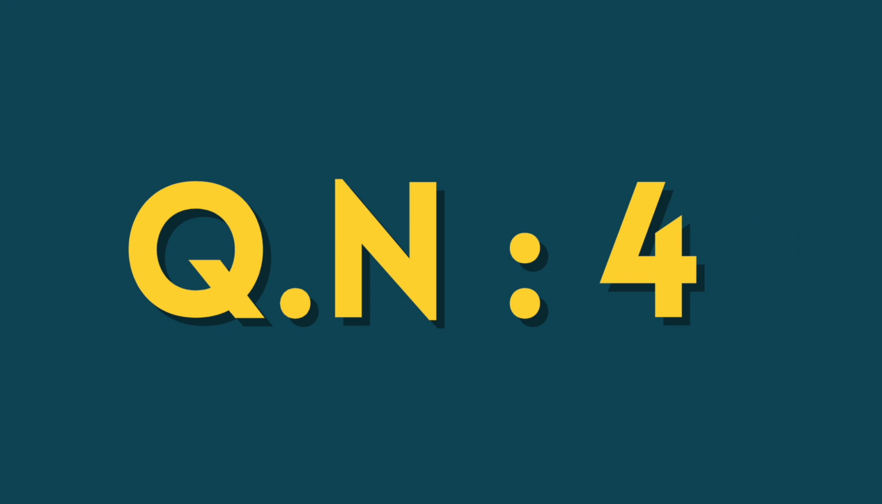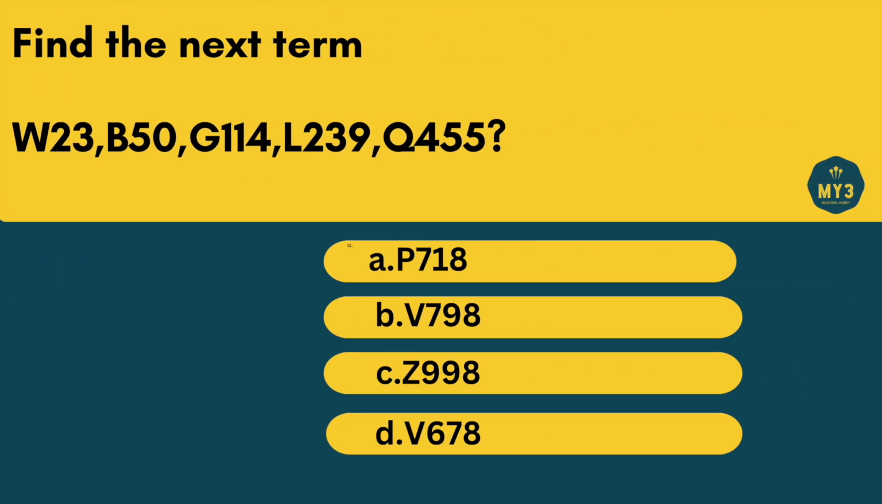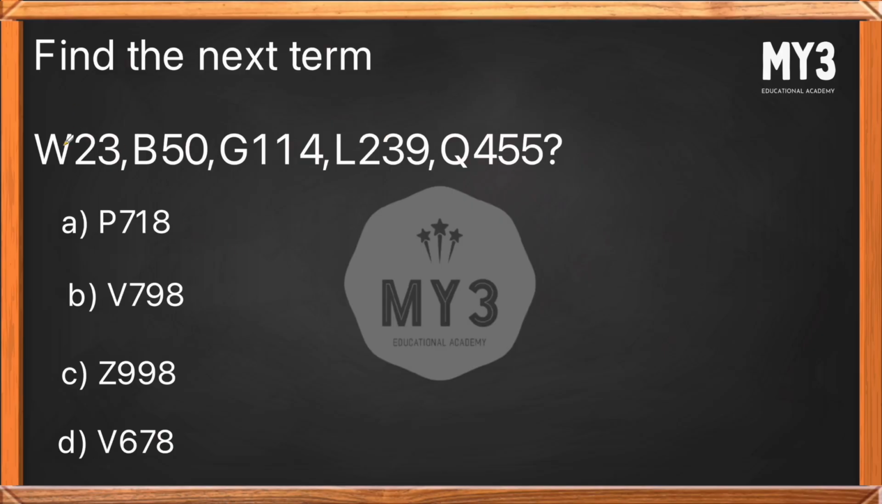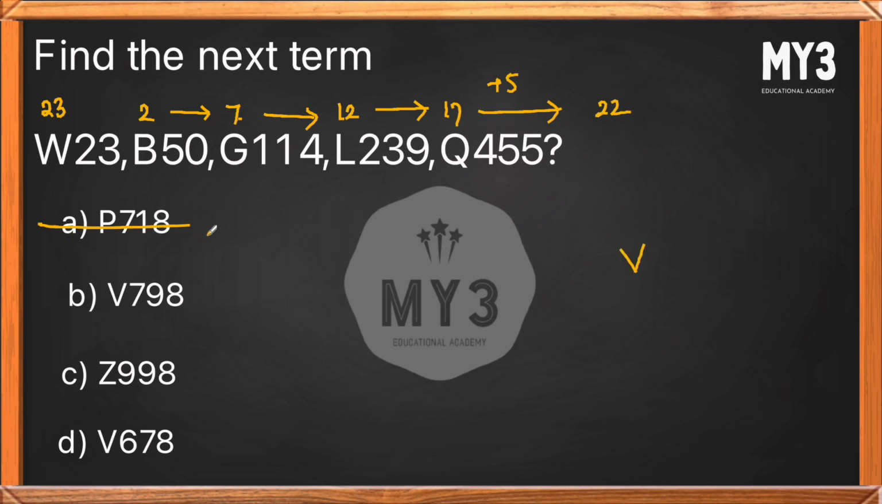Let's look at the question number 4. If you observe the question number 4 here, find the next term in the sequence. If you observe the pattern here, we are able to see W, B, G, L, Q. What will be the term? So you can observe W is 23, B is 2, G is 7, L is 12, and Q is 17. What is the pattern? 2 plus 5 is 7, 7 plus 5 is 12, 12 plus 5 is 17, 17 plus 5 is equal to 22. 22 means the answer should start with V. You can eliminate these two options. The answer can be either B or D.